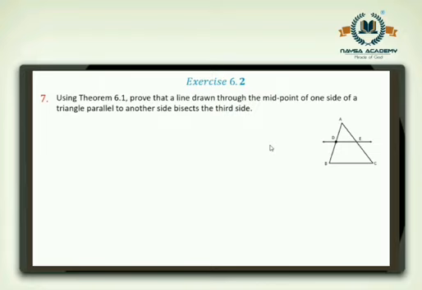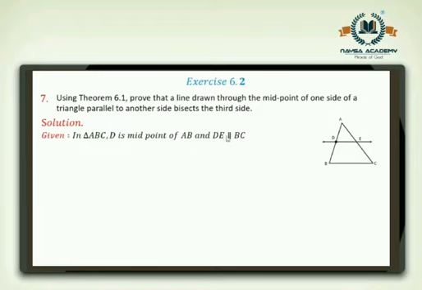Using theorem 6.1, that is using basic proportionality theorem, we have to prove that line drawn through the midpoint of one side of a triangle parallel to another side bisects the third side. So here it is given that D is the midpoint of side AB and DE is parallel to BC. I have to prove that this point E is midpoint of AC, right? Okay, so let us again start.